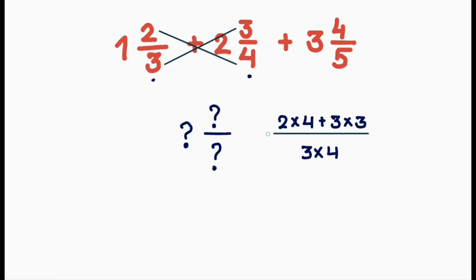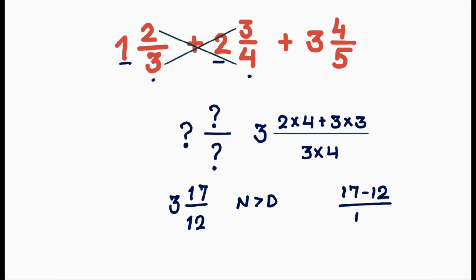And for the integer value, add both the integers. 1 plus 2, that is 3. The sum will become 3, 8 plus 9, 17 upon 12. In this case, the numerator is greater than the denominator, so subtract the denominator from the numerator, keep the denominator as it is and add 1 to the integer value. So this will become 4, 5 by 12.